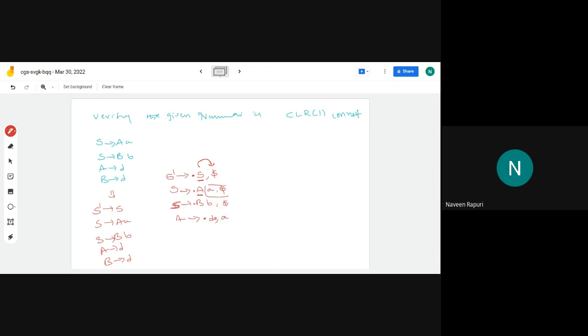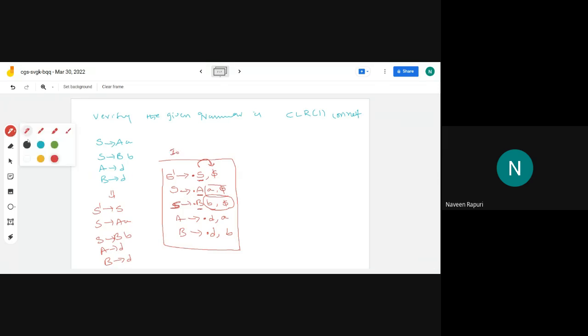So next one is B. After the dot there is a B. B is also producing another production. That means B derives dot d, comma. After B, small b is there, sir. So first of B is small b, sir. So this is the I naught.